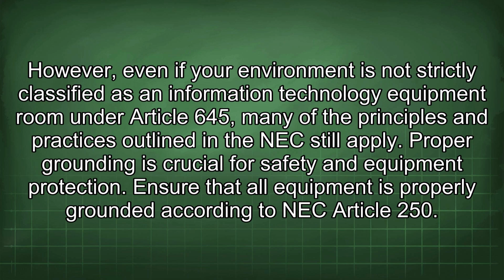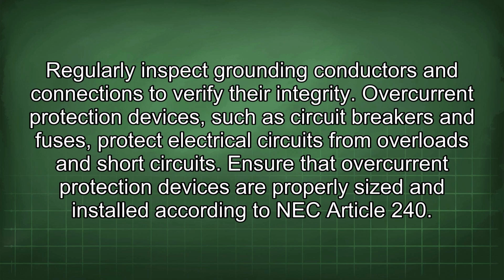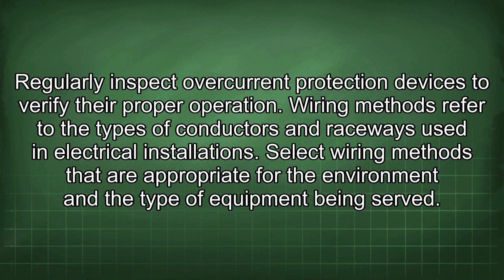Proper grounding is crucial for safety and equipment protection. Ensure that all equipment is properly grounded according to NEC Article 250. Regularly inspect grounding, conductors, and connections to verify their integrity. Overcurrent protection devices, such as circuit breakers and fuses, protect electrical circuits from overloads and short circuits. Ensure that overcurrent protection devices are properly sized and installed according to NEC Article 240. Regularly inspect overcurrent protection devices to verify their proper operation.